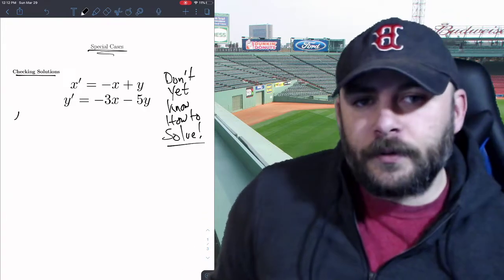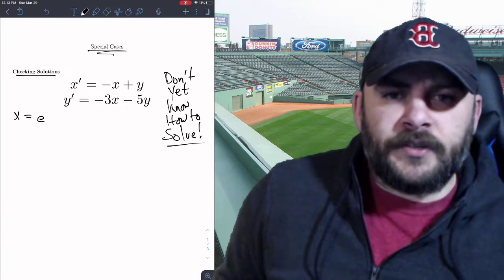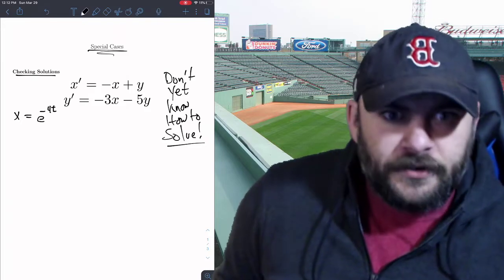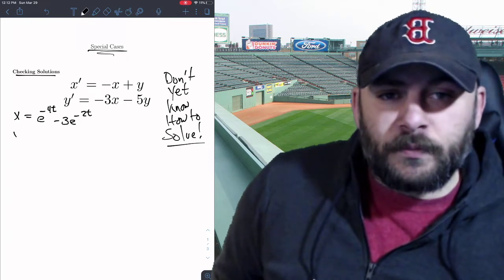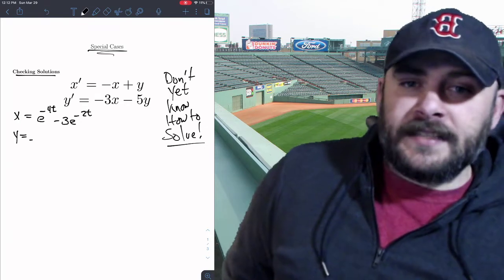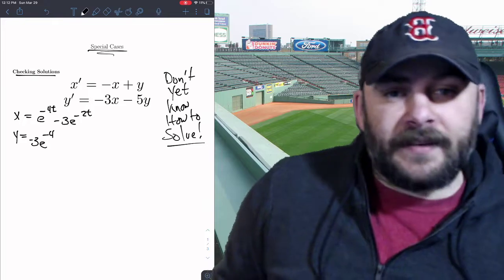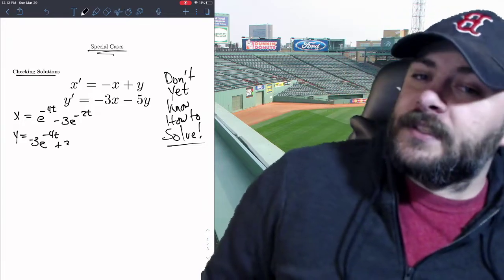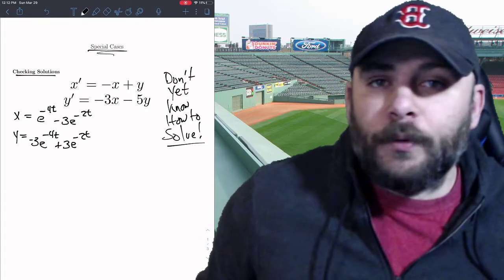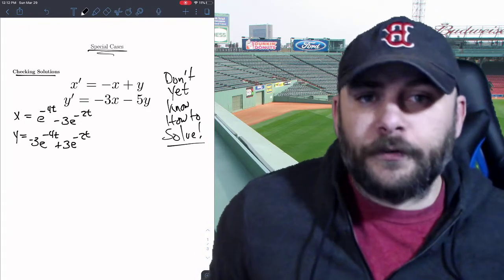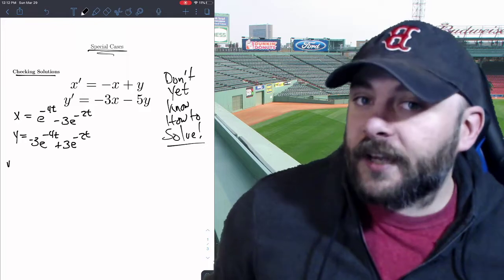I just want to go through this because it's a valid strategy for figuring problems out, and a lot of the way that we do things will come out this way. So if I tell you x equals e to the negative 4t minus 3e to the negative 2t, and y equals negative 3e to the negative 4t plus 3e to the negative 2t, what are you going to do? You're going to be like, okay, yes, of course, that makes total sense. Or you can check the work.